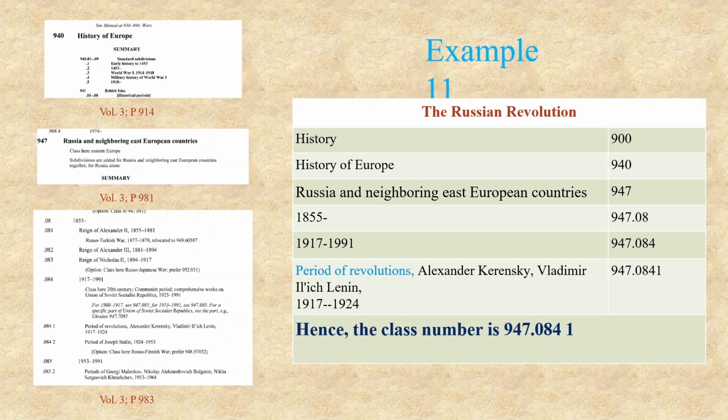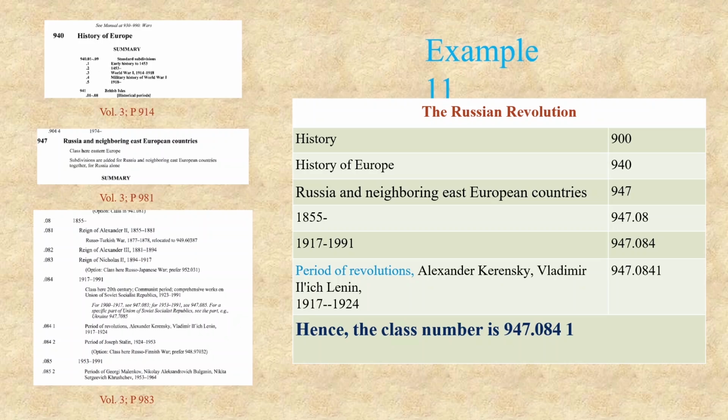Period 1855 is covered under 947.08. The Soviet period, that is 1917-1991, is classified under 947.084. And the Russian Revolution, particularly the year 1917, is specially listed in 947.0841. That is the period of revolution, that is Alexander Kerensky, Vladimir Ilyich Lenin, etc.